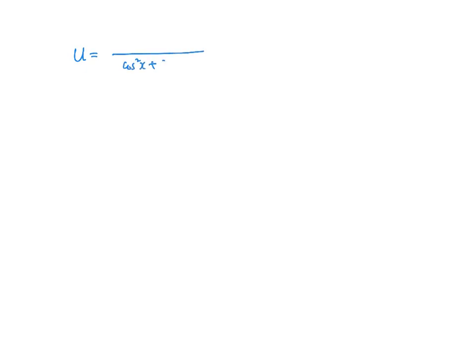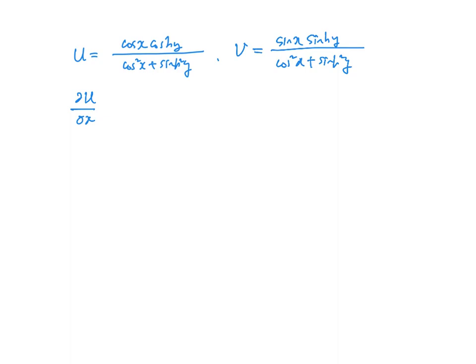So u is cosine x cosine hyperbolic y over cosine square x plus sine hyperbolic square y, right? Let's do it. u equals cosine x cosine hyperbolic y over cosine square x plus sine hyperbolic square y, and v equals sine x sine hyperbolic y over cosine square x plus sine hyperbolic square y. So let's take a partial derivative with respect to x. It's not bad. You can do it.